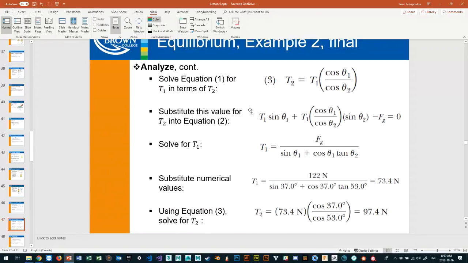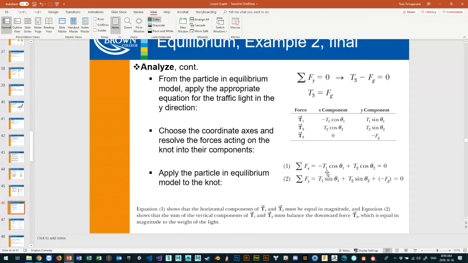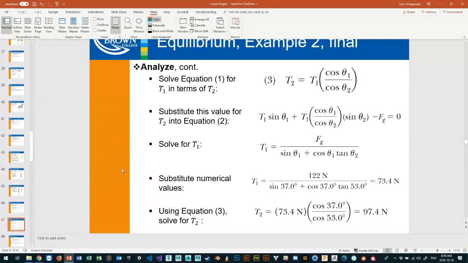Okay, then we start subbing things in. Let's solve for T1 in terms of T2. So we just move things around. Going back to this one, we take number 3 and move things around so that we put T1 in terms of T2. We'll put T2 on one side and T1 on the other side. So that's what we've done here. We've taken T2 on one side and created an equation for T1. So T1 cos theta 1 over cos theta 2 equals T2.